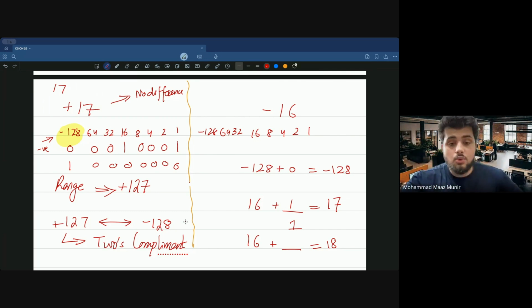Now you do get MCQs on this. It's really important. You guys should memorize this. Memorize the range. The range. Important thing here. Okay.